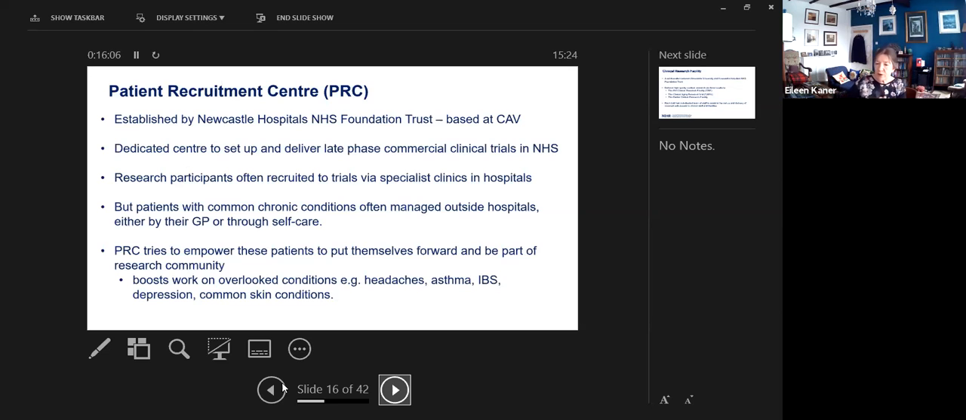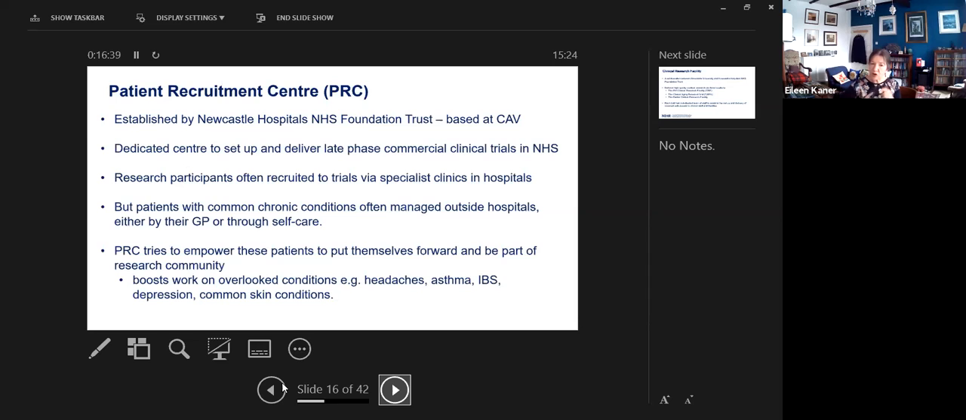But sometimes people who've got the kind of chronic longer term conditions that are managed in general practice, or where people are managing by themselves at home, might miss the opportunity to be involved in research and in studies that might help develop therapies and approaches for more common and long-term conditions. So the Patient Research Recruitment Centre, or the PRC, tries to reach out to people with long-term conditions who may be in the community, and tries to enable them to participate in research.